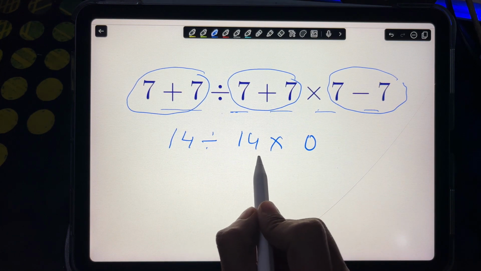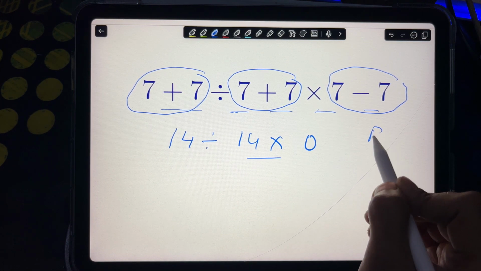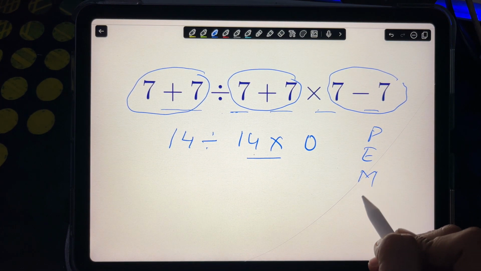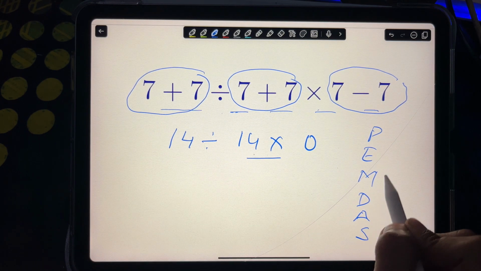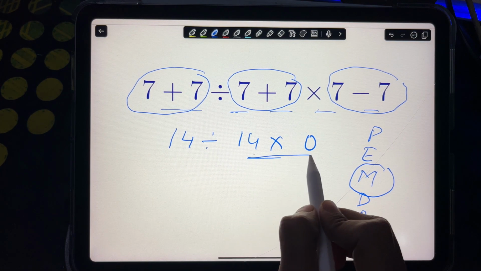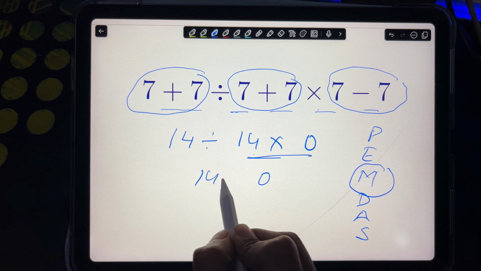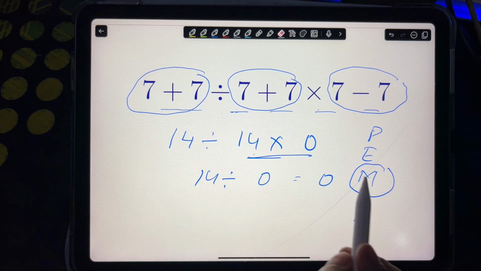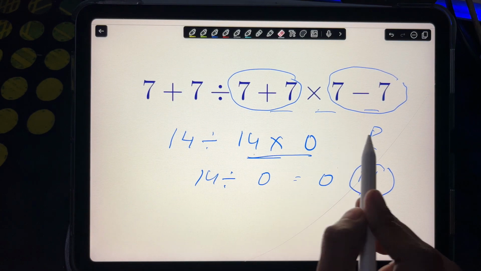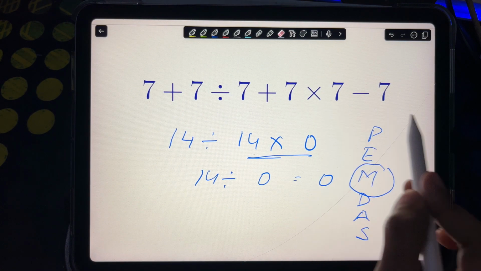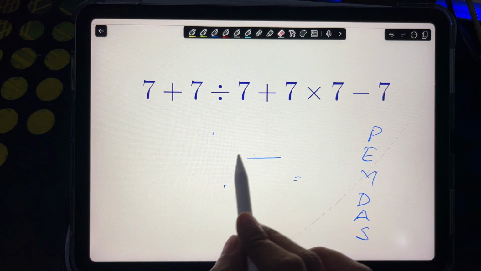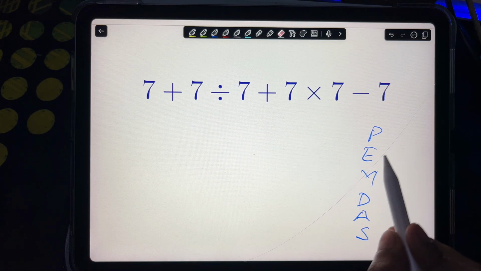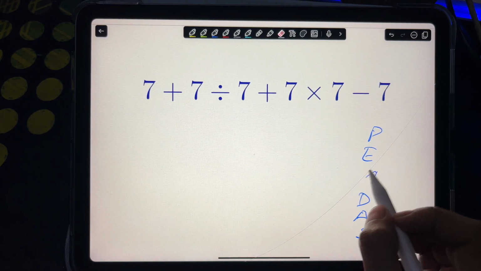Now, if you do multiplication first, if you follow PEMDAS, parenthesis, exponent, multiplication, division, addition, subtraction, then you will do multiplication first. So, 14 times 0 will be 0 and 14 divided by 0 will be 0. So, you see in that case you are getting 0 as the answer, but we cannot selectively follow PEMDAS. We can solve this using the order of operation using PEMDAS.